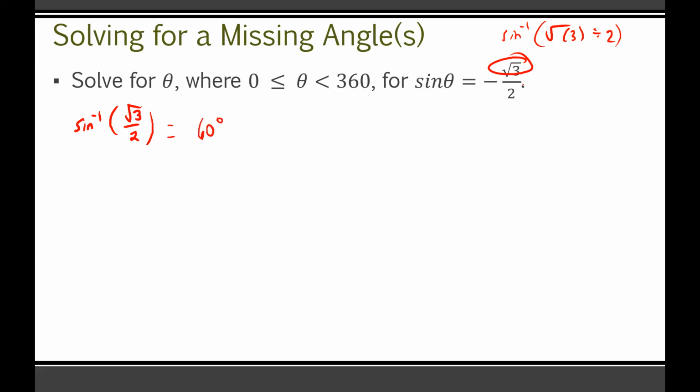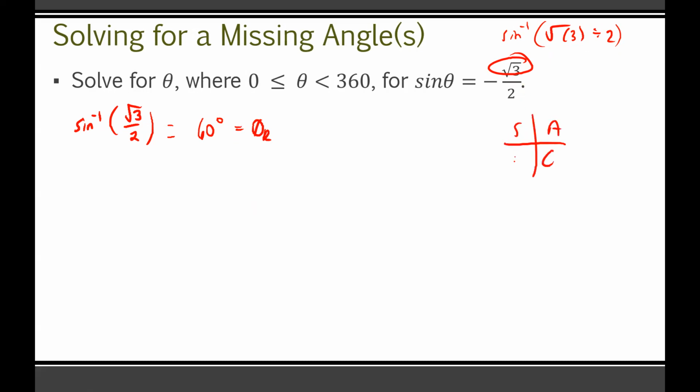If you were really keen, you would have seen that was a special triangle, right? 60 degrees exactly. That's kind of cool, right? And that's going to be our reference angle. Now, the whole purpose of a reference angle is it serves kind of as a blueprint as to where you're going to be. Your CAST rule will tell you the rest of the story.